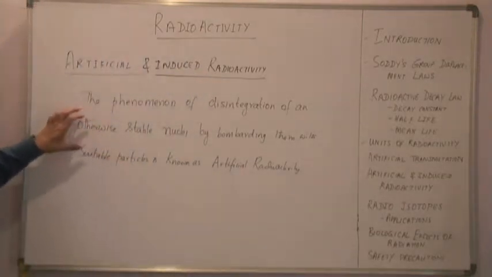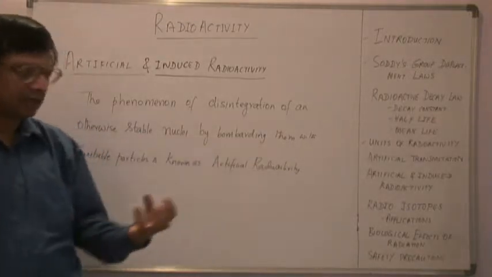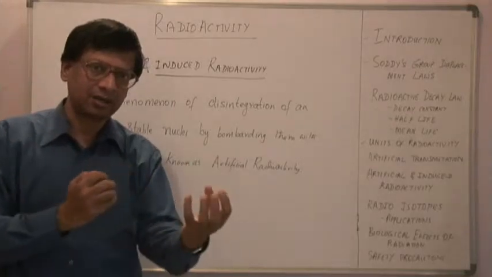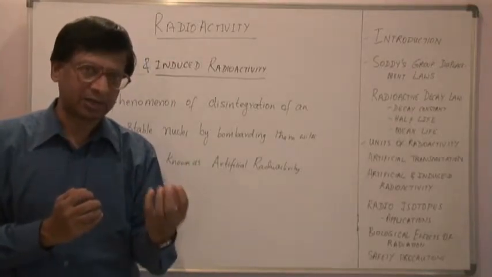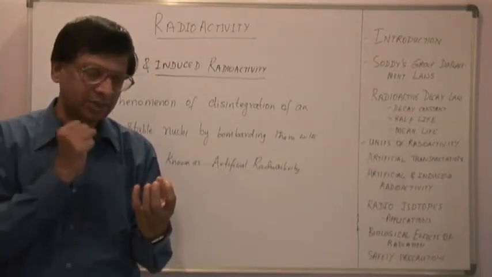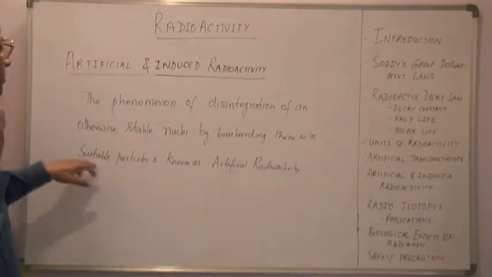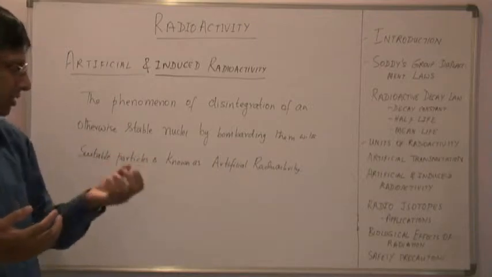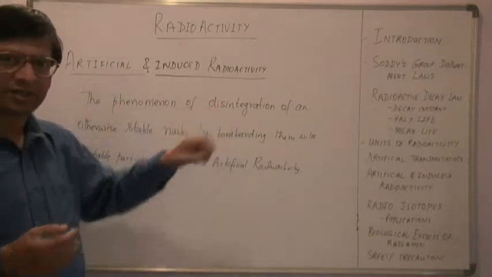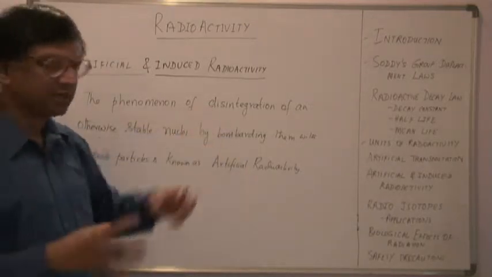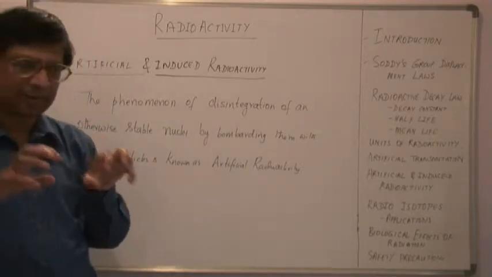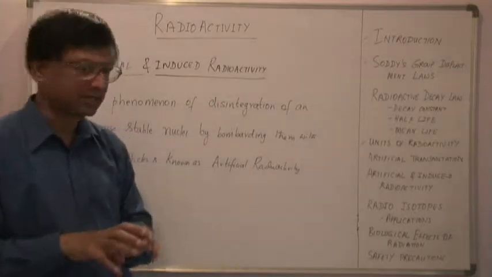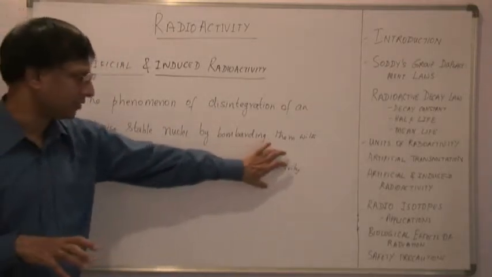Normally what happens is, when we talk about artificial radioactivity, I make some external particles bombard the stable nuclei. This nucleus absorbs the bombarding particle, emits radiation, and then disintegrates into two particles or elements of comparable mass. So that is artificial radioactivity.